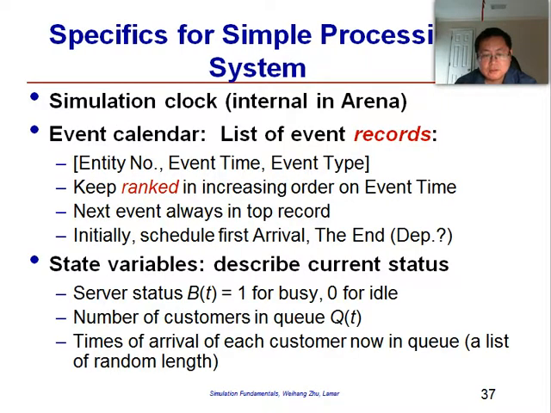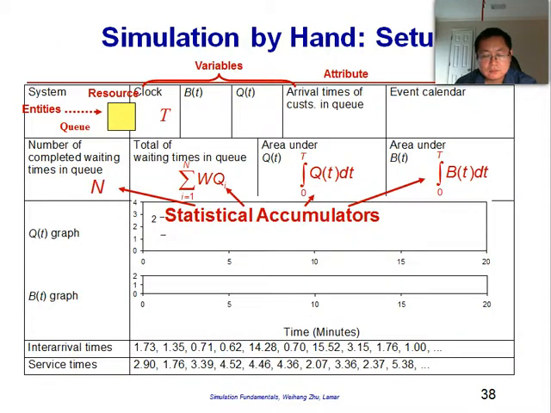We introduce a few symbols that will be used in our manual simulation. We have an event calendar. We have state variables to indicate the server busy status, number of customers, and arrival time of customers in queue. B(t) is for server status. Q(t) is the number of customers.